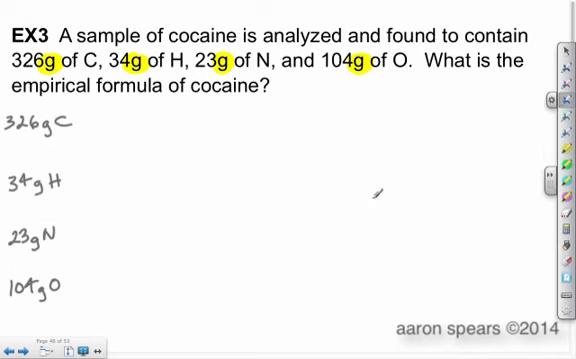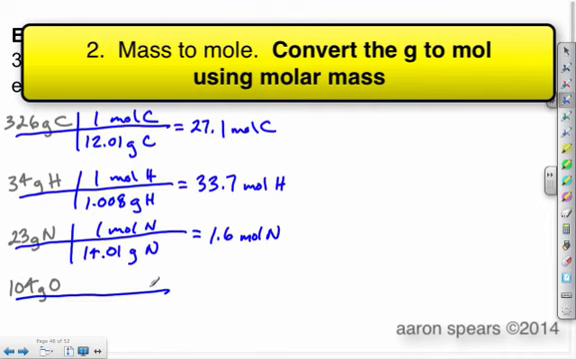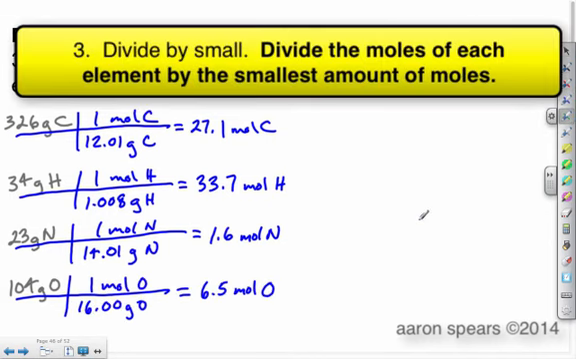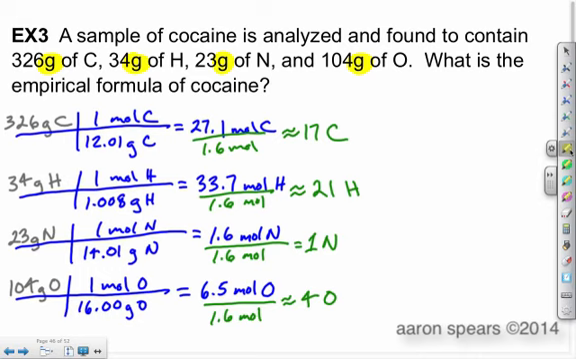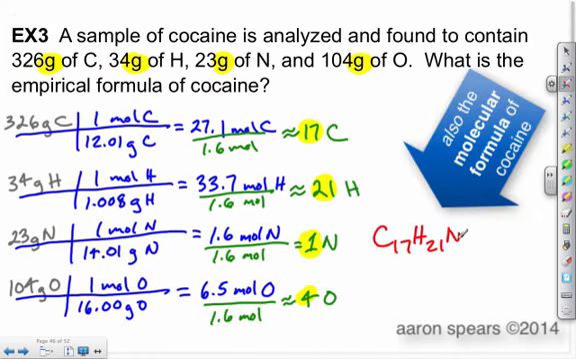So moving to our second step, we are going to convert all of these grams into moles. And depending upon how many elements are in the problem, this might take a little while. But if you're patient, you'll make it to the next step. All right, in our third step, we're going to divide these number of moles by the smallest amount of moles. In this example, that would be 1.6 moles. In our fourth step, we would multiply these answers until we had whole numbers, but we can see we already have that. So the empirical formula of cocaine is C17H21NO4.